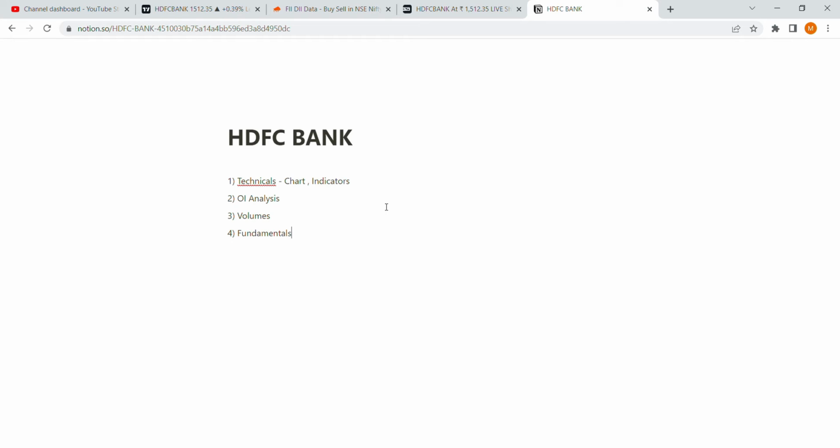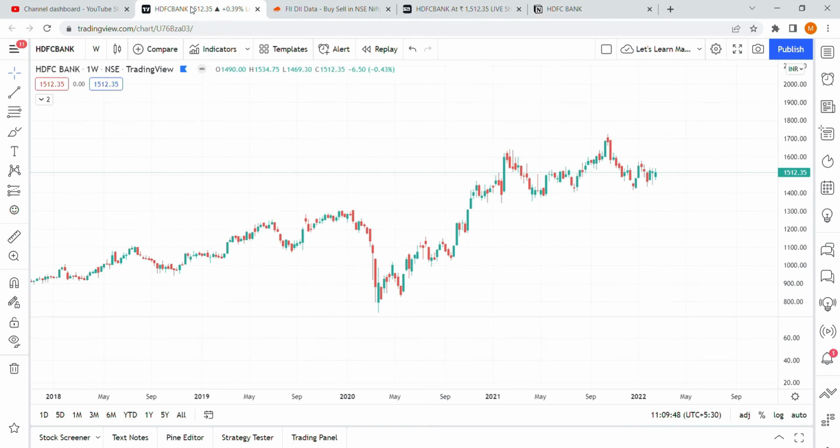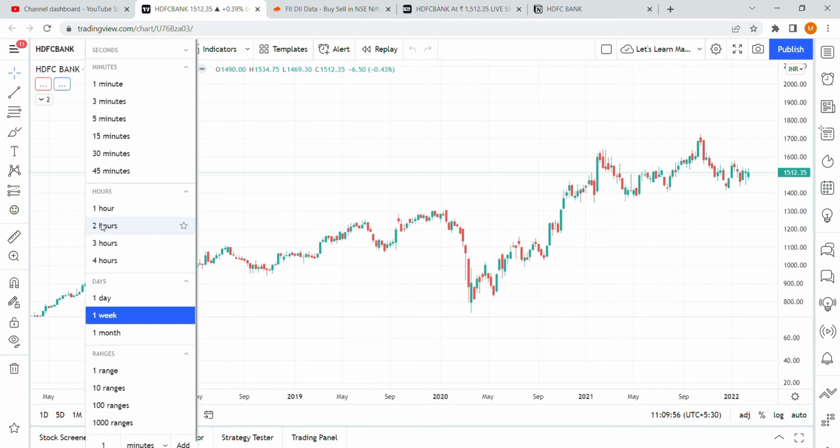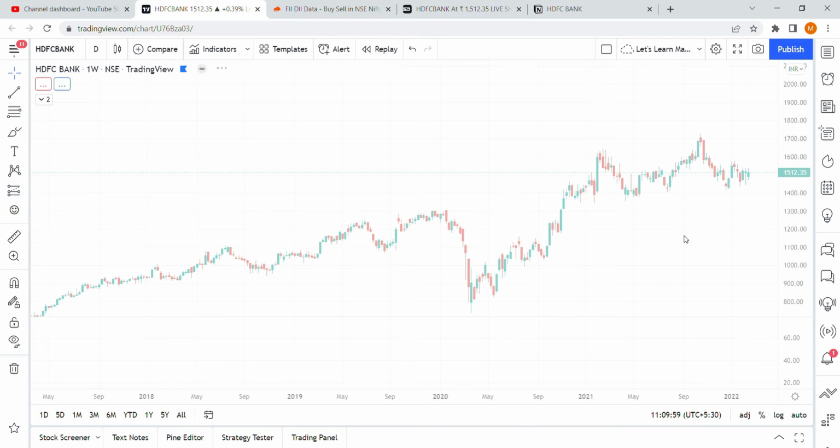I'm not going to go deep into the fundamentals, just the earnings and profits of the company, so that we are not stuck once we enter the trade. So let's go to the chart. This is the TradingView chart, if you don't know. Let's go to the daily chart time frame.